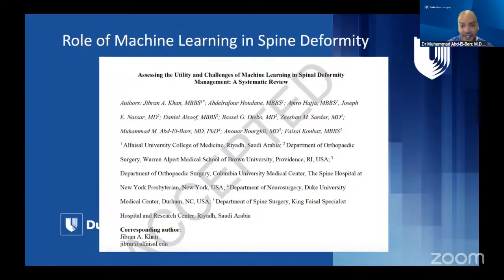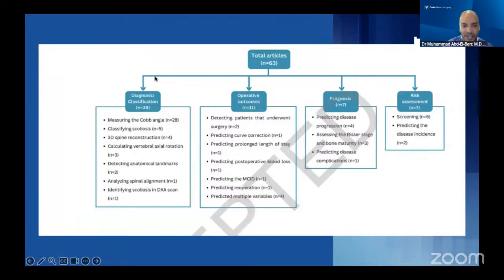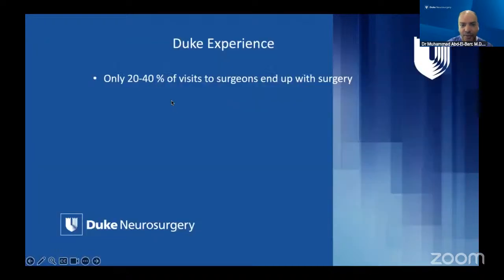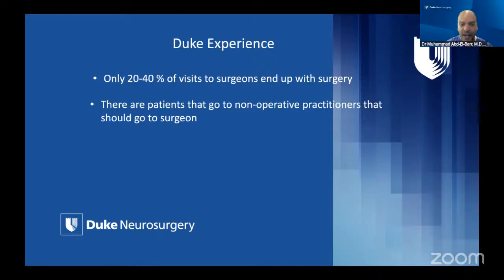We also looked at this with other collaborators looking at spine deformity, and again, most of it was on diagnosis and classification. So if we look at my work here at Duke, what is the Duke experience? We see that only 20 to 40% of patients who come to a surgeon like me end up with surgery. There are also a certain number of patients who go to non-operative practitioners, such as chiropractors or physiatrists, who should go to the surgeon. This causes frustration both on the patient side and on the practitioner side. When I see that 60% of my patients don't end up needing surgery, that causes frustration on the patient side as well as on my side.